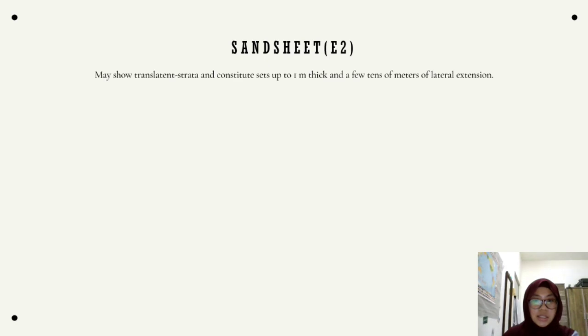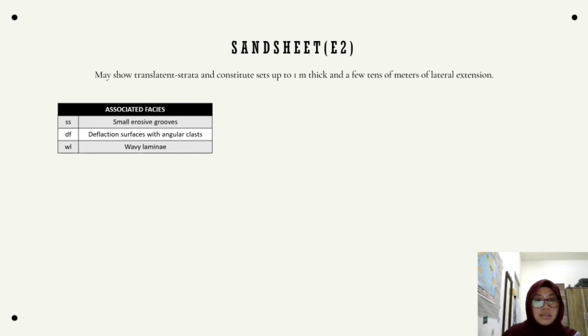Okay, the second architectural element for Aeolian is sand sheet. Sand sheet may show translated strata and constitute sets up to 1 meter thick and a few tens of meters of lateral extension. These are the associated facies in sand sheet. The first one is SS, small erosive grooves. The second one is DF, deflection surfaces with angular clast. And the third one is WL, wavy laminae.